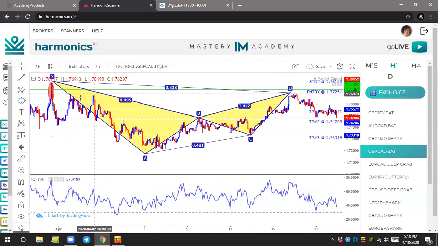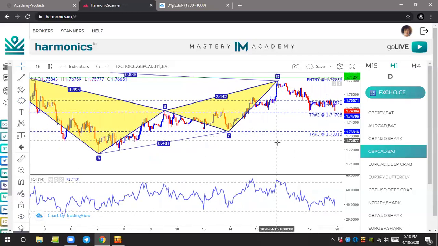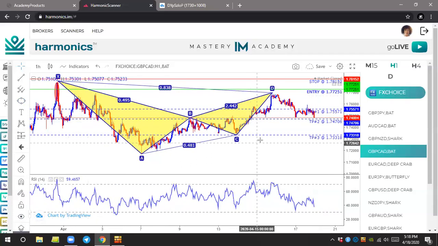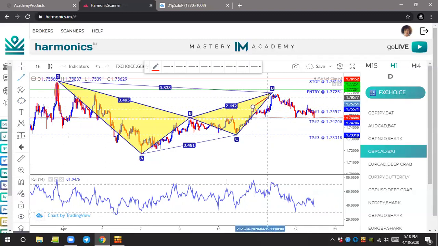So we're showing that we're rejecting from this level. And then we come right to it one more time, and we fail to go any higher. Now let's see, do we see any type of divergence if that's the case, right? Do we see any type of divergence getting up to here? Well, I see that we have a higher high from here, in this area. But now in the RSI, I see that we have a lower high.